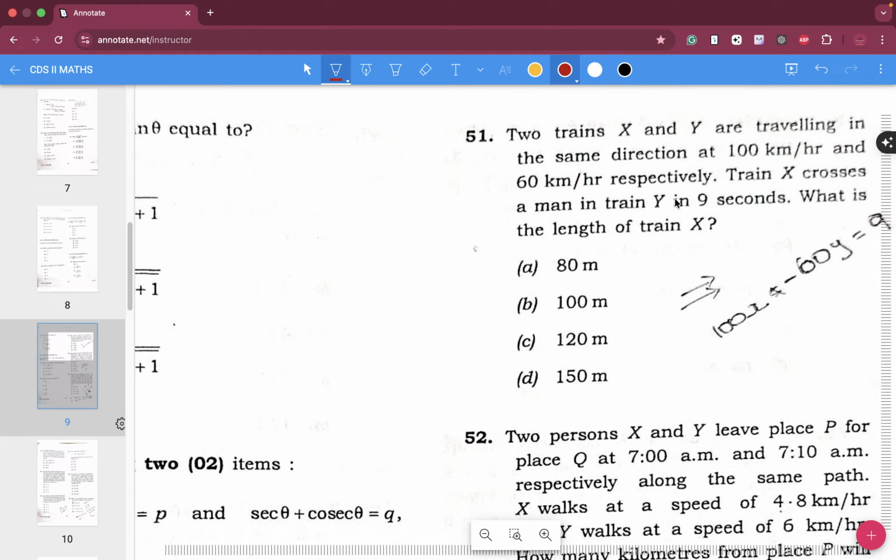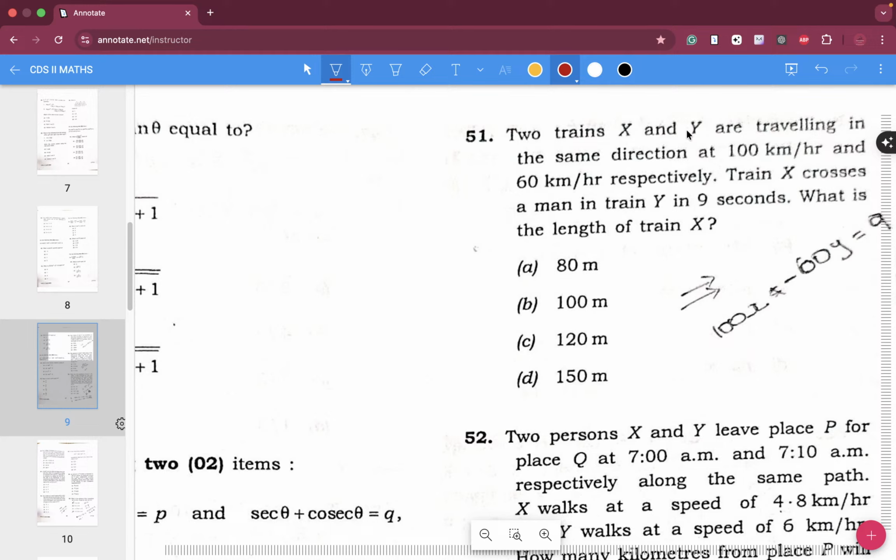So question number 51. If you want to see question number 1 to 50, check the playlist in the same series, and you will get there. Today we are going to do question number 51 to 75, and then in the next week we'll finish off from 76 to 100.